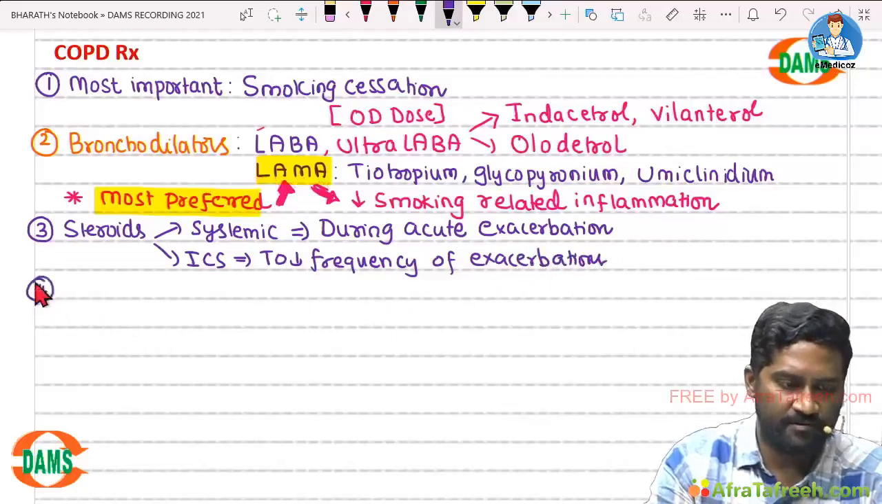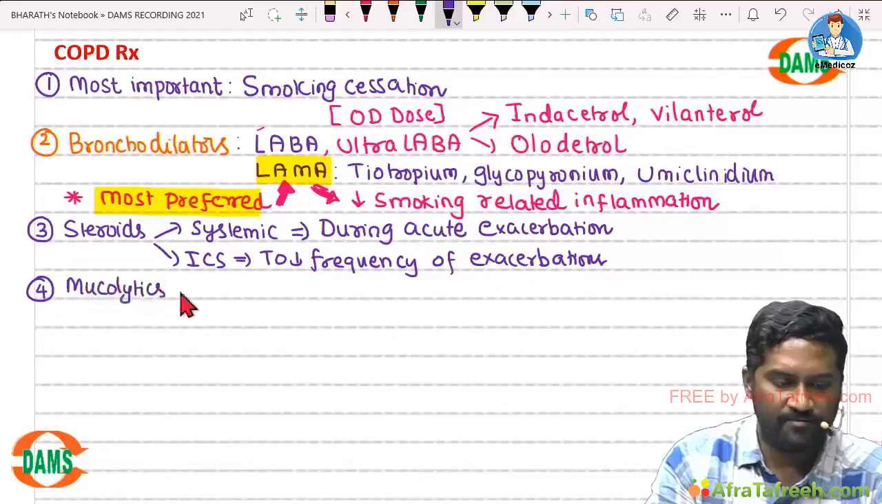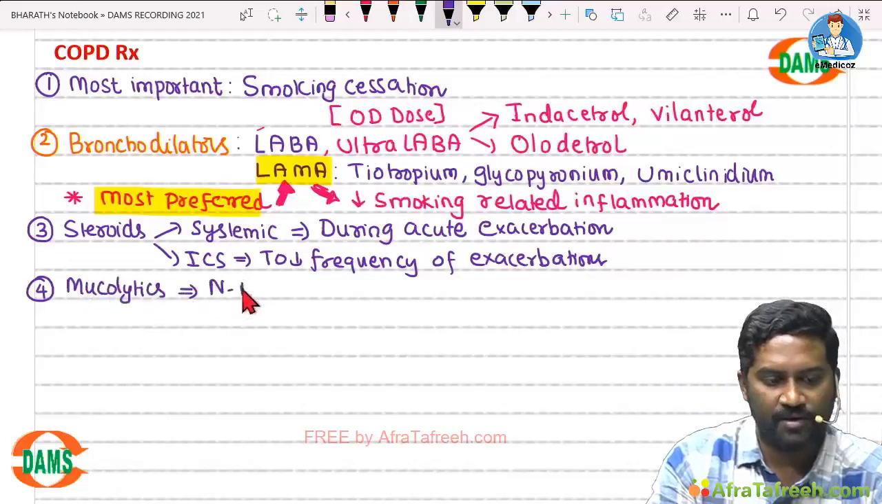Then these patients will be having cough with thick sputum. To bring out that sputum, mucolytics will be helpful. Mucolytics such as N-acetylcysteine.